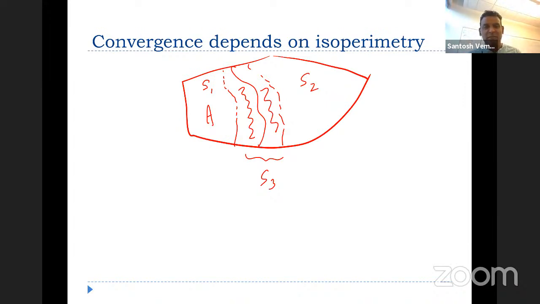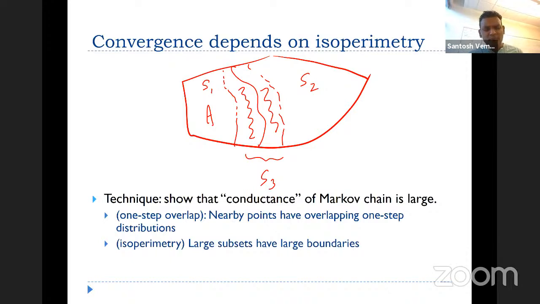Now, the main question, as I mentioned, is how many steps of this process do we need? Each step of the ball walk is one membership query, so the number of steps determines the complexity of sampling. And for this, the technique is bounding the conductance of this underlying Markov chain, which comes down to two geometric properties. One is about what happens in one step, what happens to the distribution of one step taken from these points. And the other is more geometric in general. It's isoperimetry.